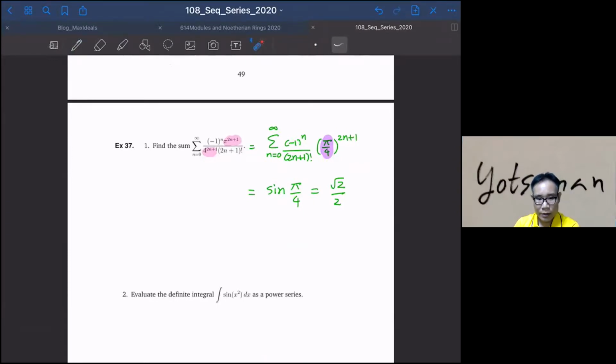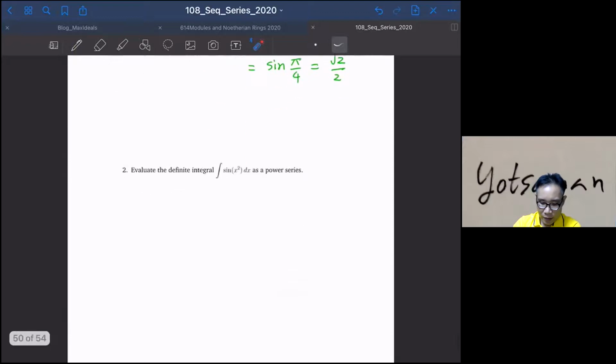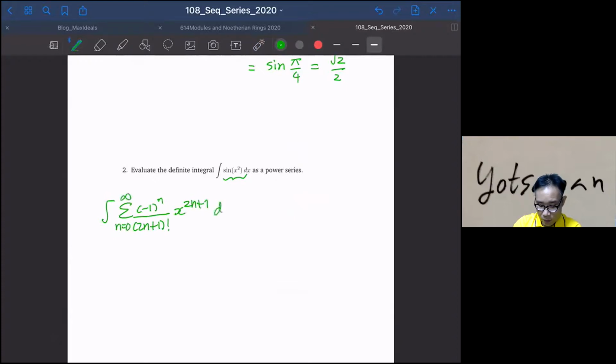The next one is that you'd like to evaluate this as an infinite series. What you're going to do is recognize this as sine of x squared. So you just have sine x, and you just have to integrate the series of sine of x squared, which is the sum from n equal to 0 to infinity of negative 1 to the n over (2n plus 1) factorial, x to the 2n plus 1, dx.